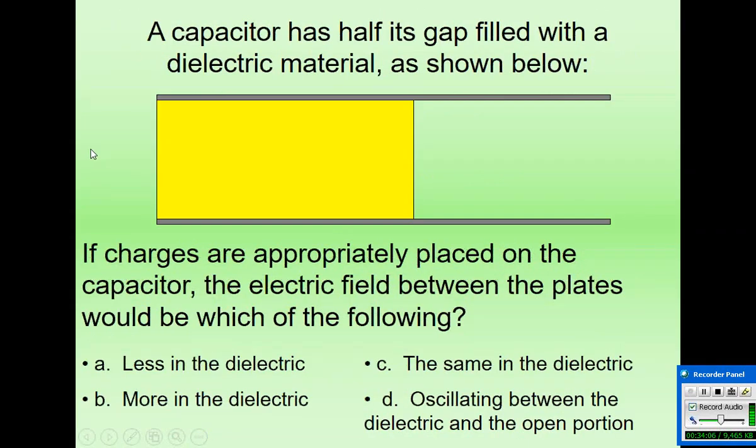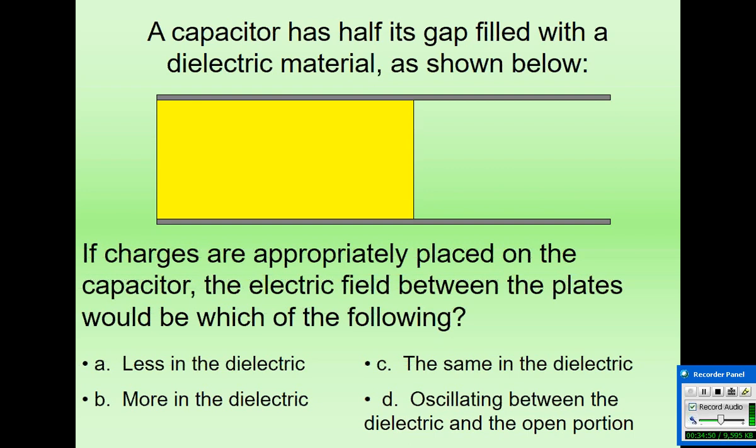Now think about that, and imagine this situation right here. I have a parallel plate capacitor, but only half of the volume in between the plates is filled with a dielectric. And I want to place charges on the plates. And we place these charges on the plates. What do you think is going to be true about the electric field between the plates? Will it be less? Will the electric field be weaker in the realm of the dielectric material? Will it be stronger in the realm of the dielectric material? Will it be the same in the realm of the dielectric material?